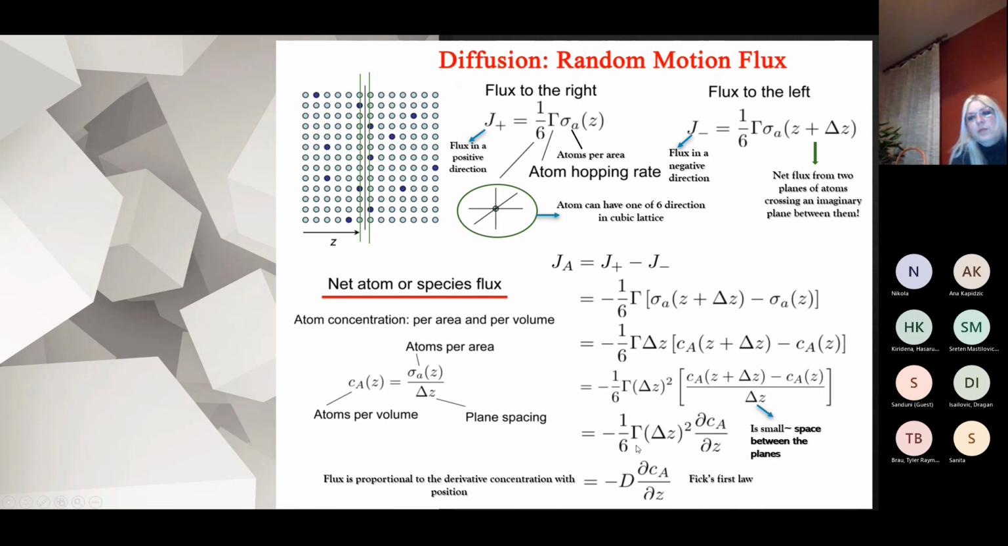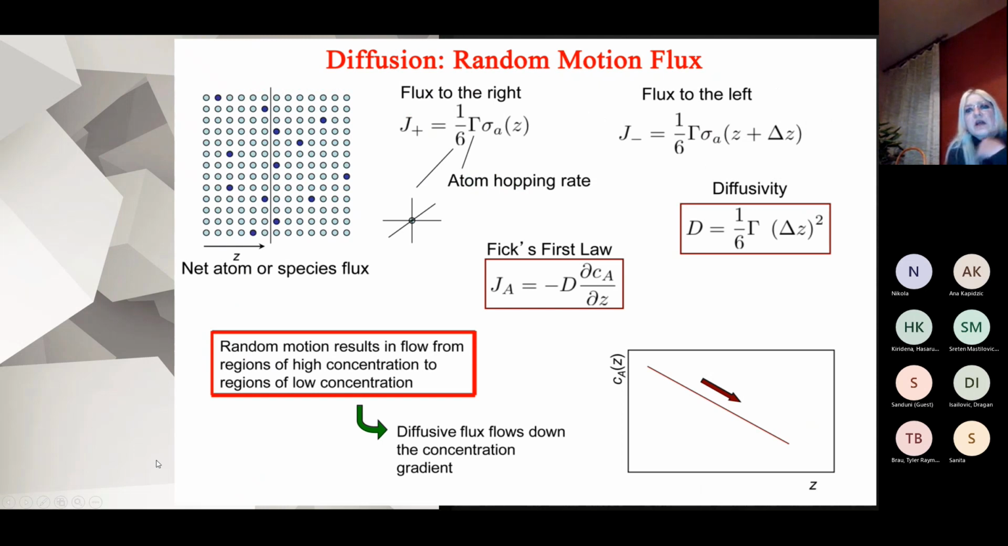And here the hopping rate and the distance between the atoms will be represented by the diffusivity or diffusion constant. And here we're going to have a concentration gradient. So the flux is proportional to the derivative of concentration with position. And this law is quite famous as Fick's first law. This is the same equation, just expressed for the flux J_A, and this is the diffusivity or diffusion coefficient.